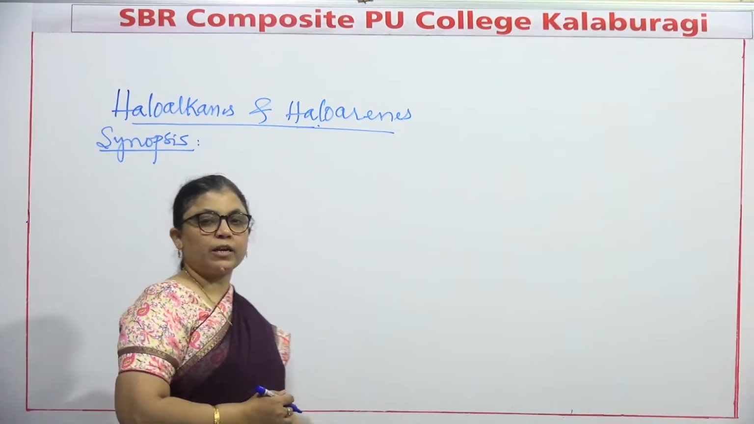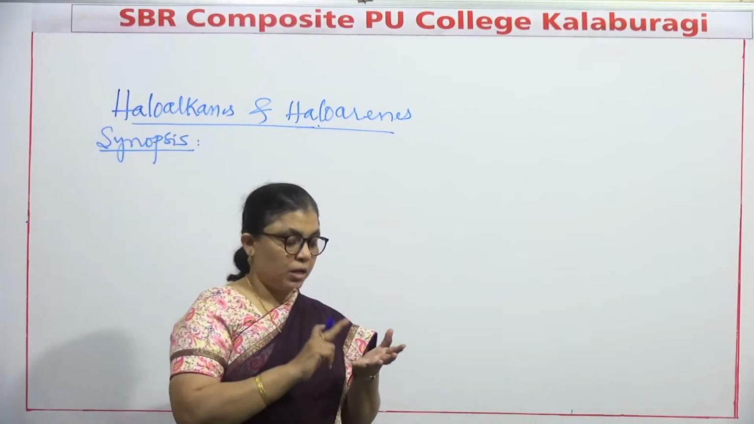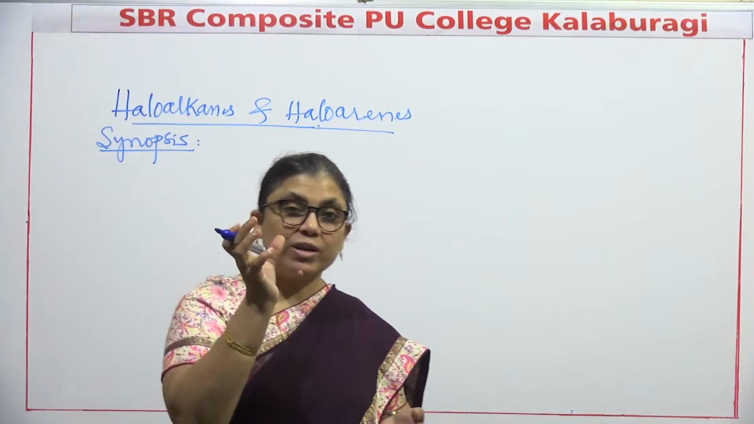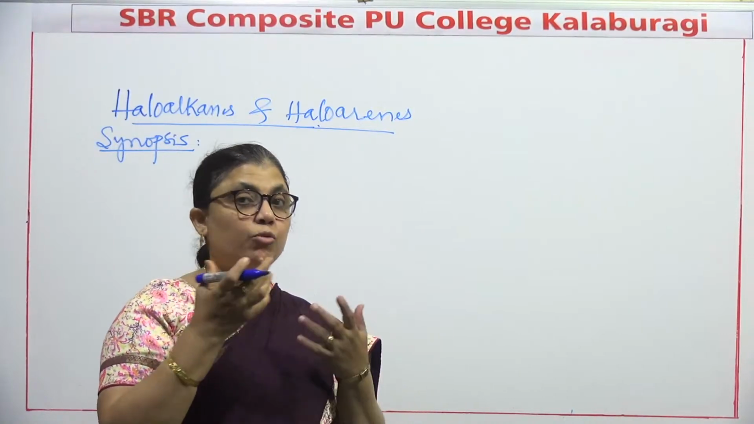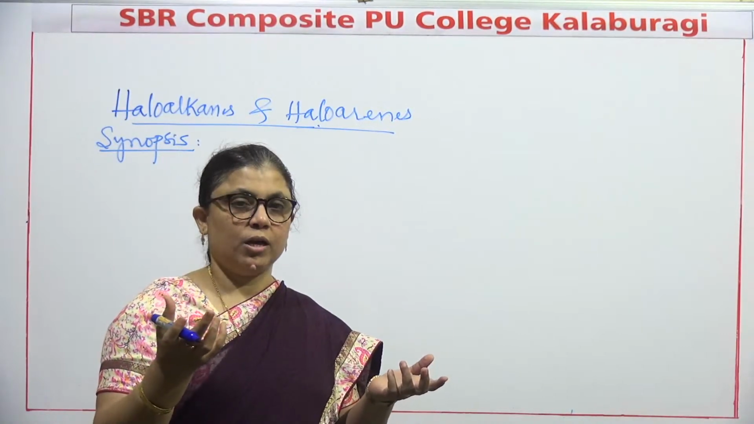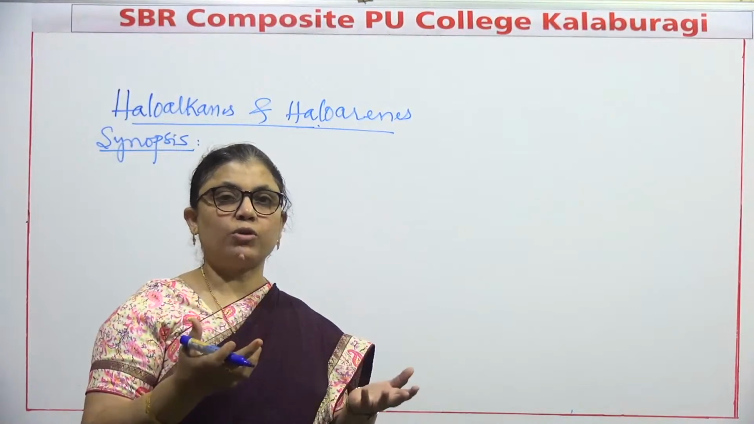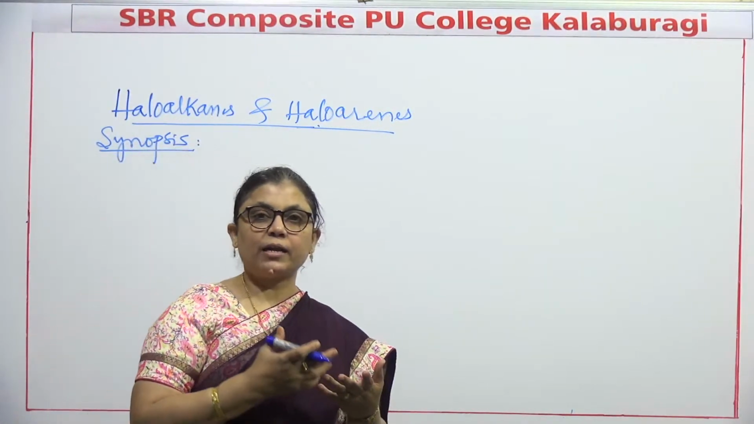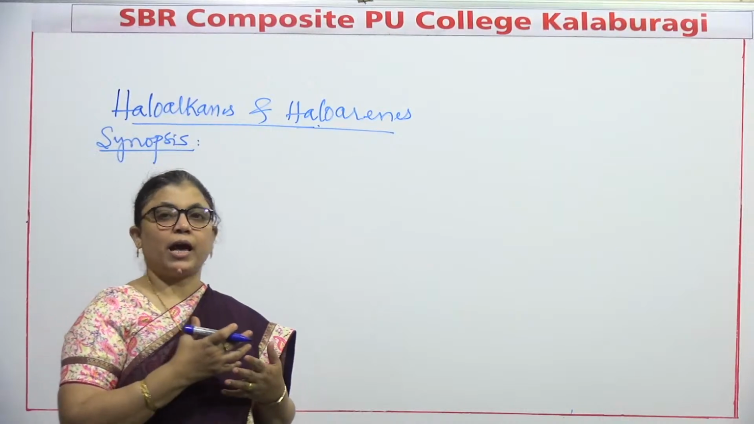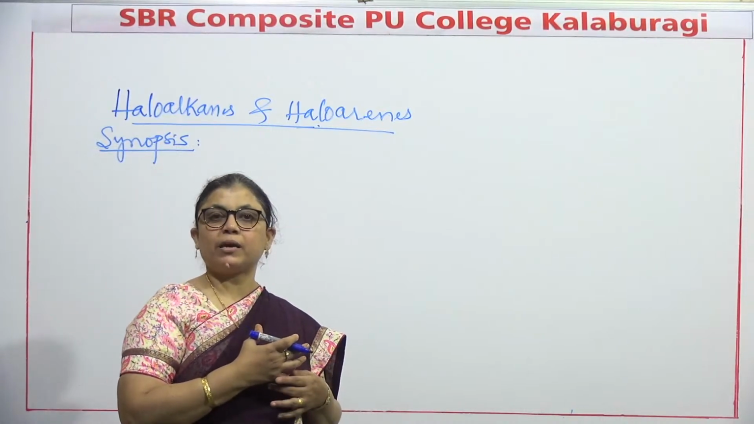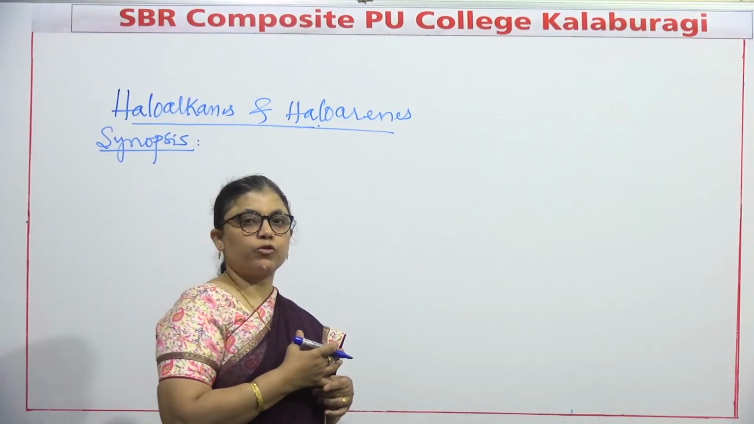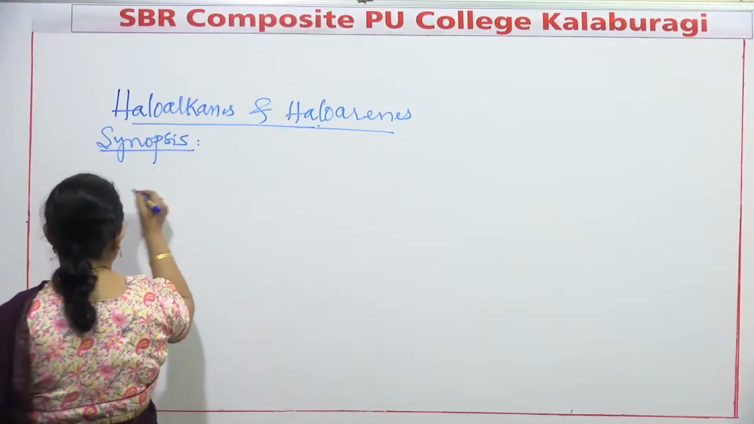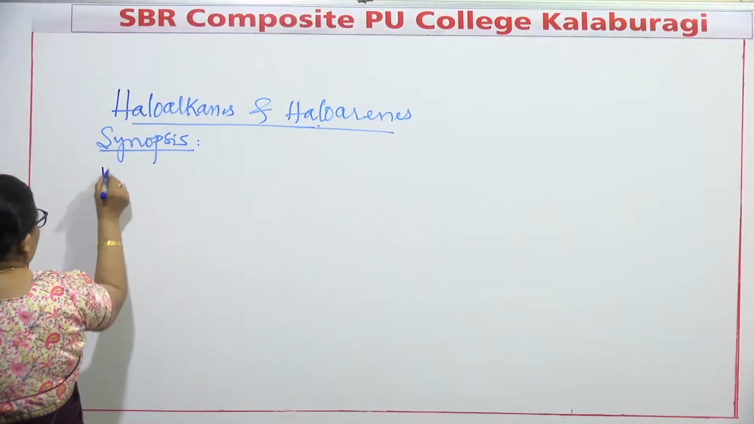We need to discuss nomenclature, isomerism, and how the nature of the C-X bond becomes polar, on what electronic effect, and how electronegativity can affect it. Other than that, the general methods of preparation as well as physical properties and chemical properties. Let us move to today's topic, nomenclature.